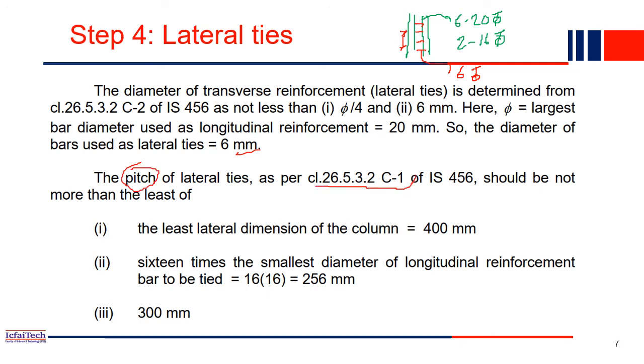You will get it in this clause of IS 456. The pitch should not be more than the least dimension of the column. The least dimension of the column is 400, given to us. Also, 16 times the smallest diameter of the longitudinal reinforcement, which is 16 into 16, 256, and 300. Whichever is lowest, that you have to provide. So 400, 256 and 300. We can provide 256 or 250, something like that, as the pitch or distance between two ties.